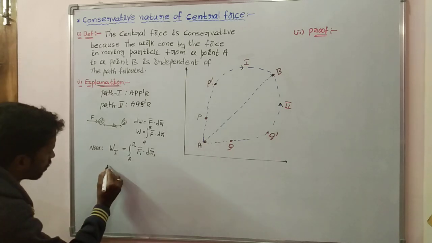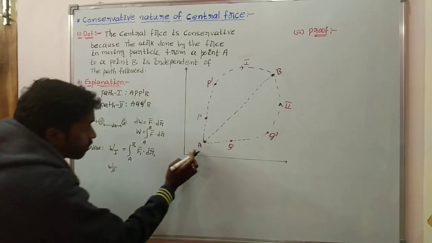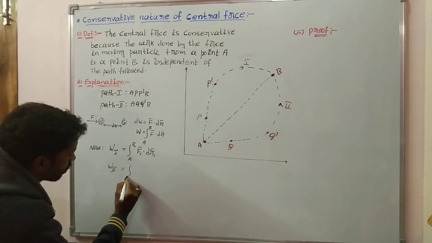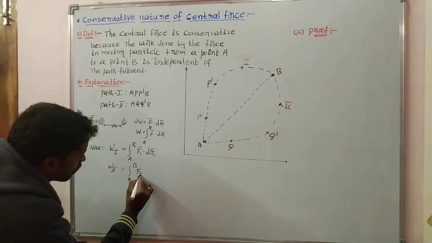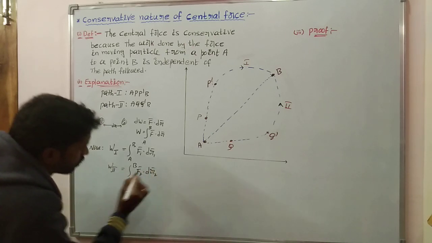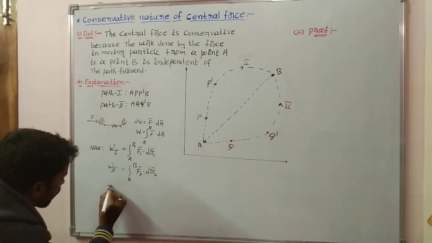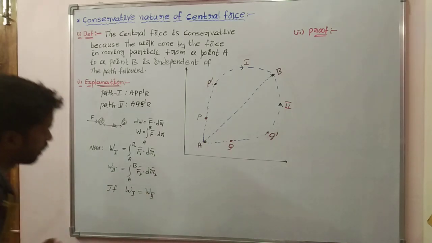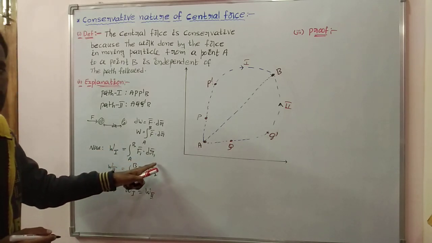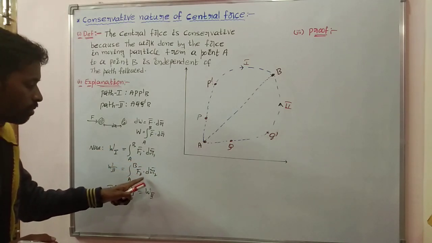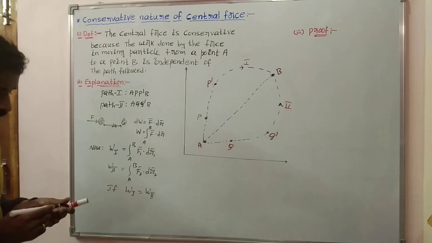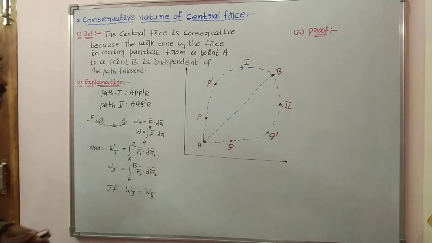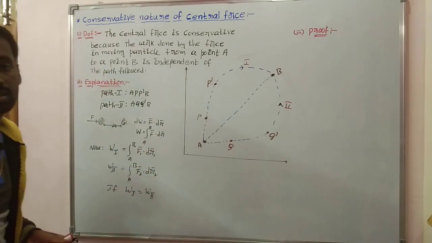Now the particle goes from A to B along path 2. Then some work will be done here. Let us say that work done W2 is integral A to B F2 bar dot dr2 bar. If W1 equals W2, that means integral A to B F1 bar dot dr1 bar equals integral F2 bar dot dr2 bar. That means our central force is conservative. Then only our central force is conservative.